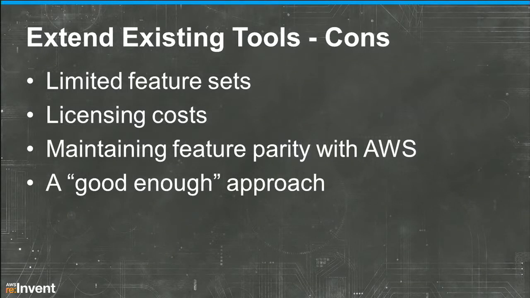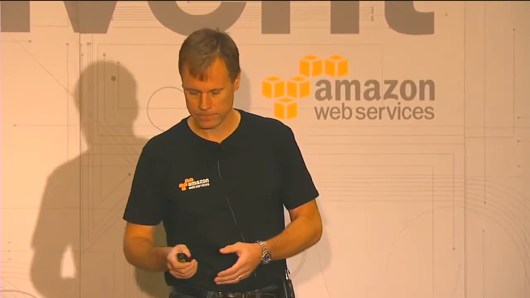What are some of the cons associated with this approach? Maybe it's a limited feature set. Maybe it's not a limited feature set. But again, if you're happy with the vendor that you have today, you're going to take what they have to offer. The last item I have there is it's a good enough approach. Maybe it gets you 80% of the way towards your journey to a hybrid cloud. And the same cons as for the other strategy: the licensing costs, you're still going to have to pay for that new capability, and then maintaining feature parity with AWS.